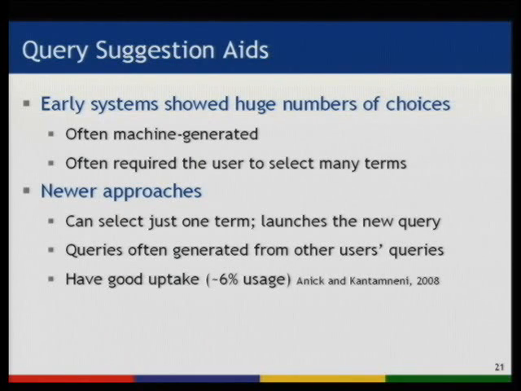The newer, more modern view is to just show a few suggestions with a hyperlink, so you click on one suggestion and that brings back results. So it's really like doing a reformulation in one step.